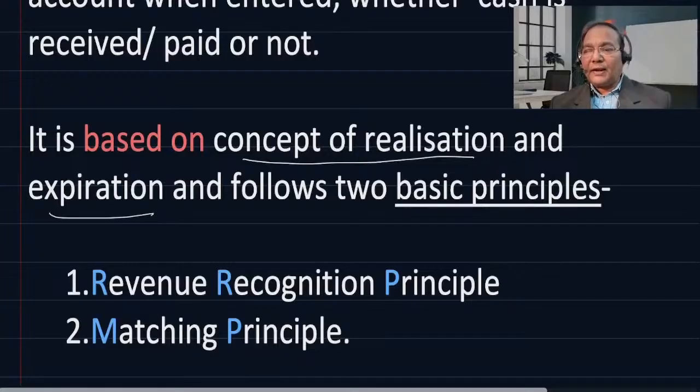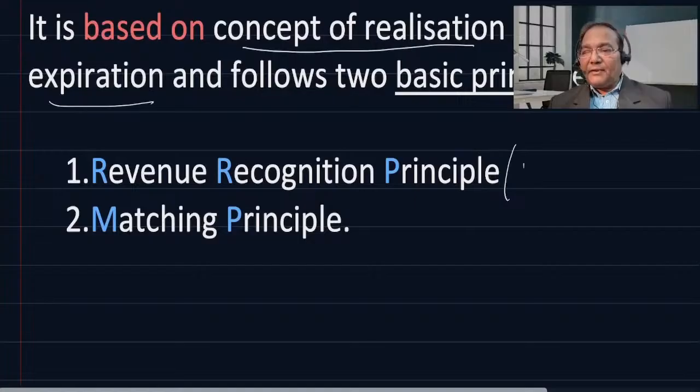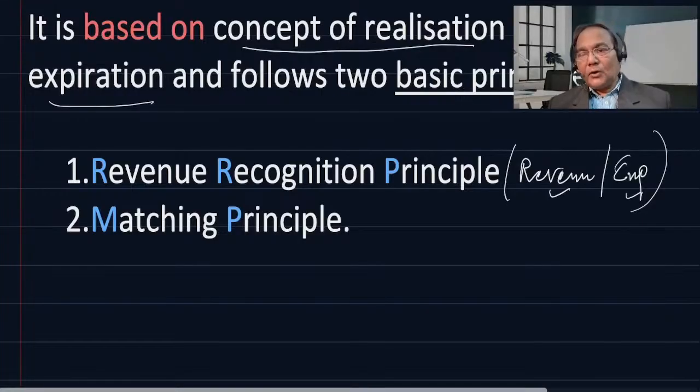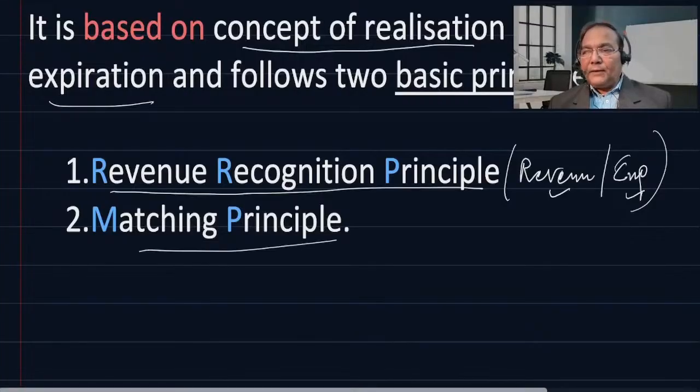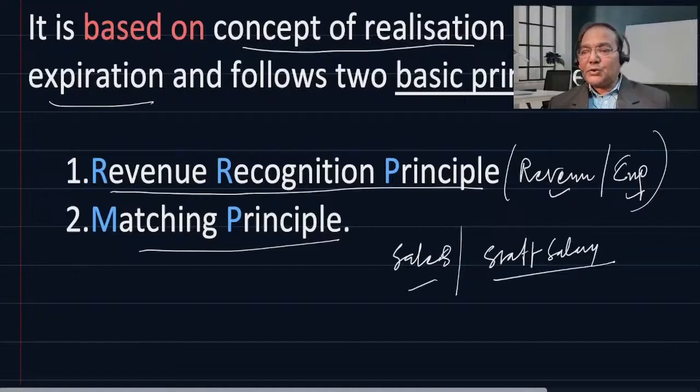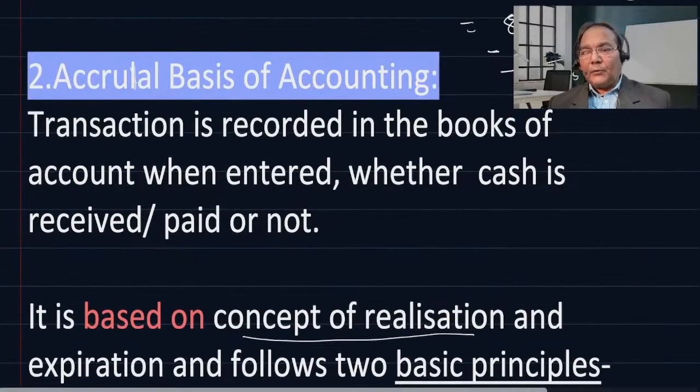What are they? Revenue recognition principle means for every revenue there is a corresponding cost or expense. So in order to generate revenue, there has been some cost or expenses incurred. This is the revenue recognition principle. Matching principle, we have already discussed that it matches. So in order to generate sales, maybe there has been staff salary or sales team salary or any related expenses in order to generate the sales. So expenses are matched with sales. All right, so this is revenue recognition principle and matching principle. These two basic principles we follow when it comes to accrual basis of accounting. I hope you have understood this.